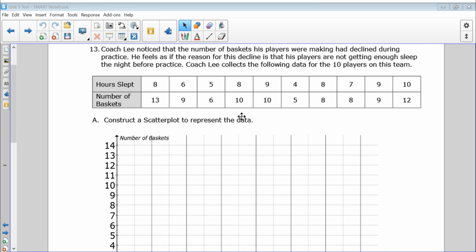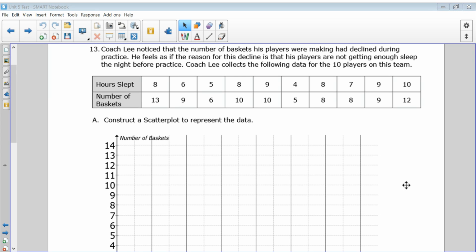Question 13. Coach Lee noticed that the number of baskets his players were making had declined during practice. He feels as if the reason for this decline is that his players are not getting enough sleep the night before practice. Coach Lee collects the following data for the 10 players on this team.